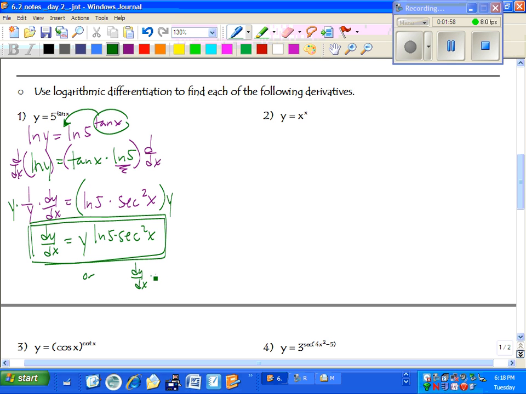So dy dx is 5 to the tangent of x. Remember, we're taking the original y and substituting it in, times natural log of 5 times secant squared of x. So either of these would be acceptable answers.